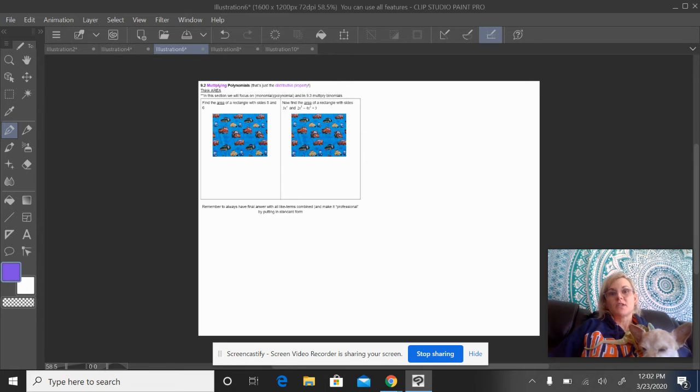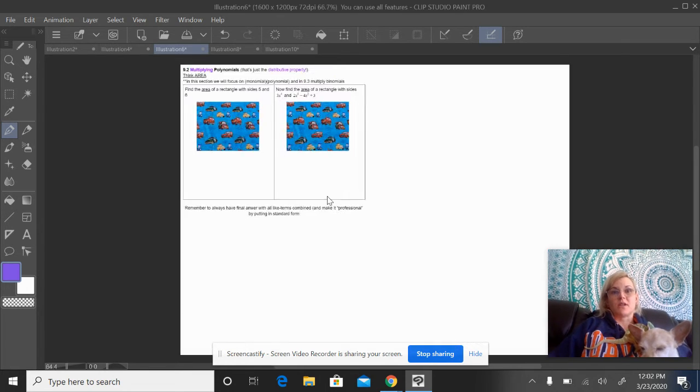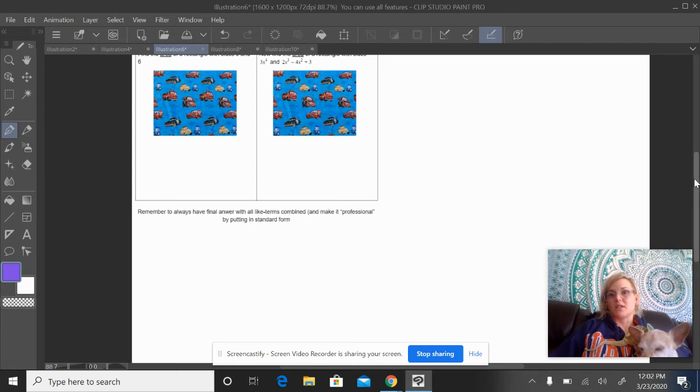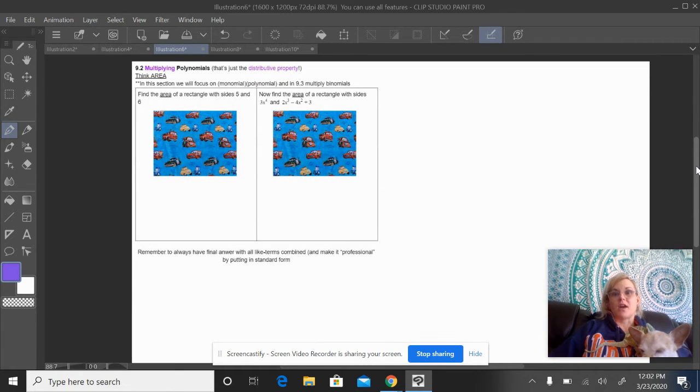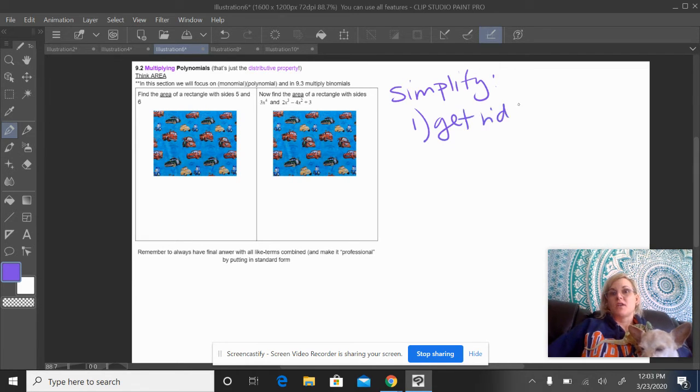Okay, so the next one we're going to do is we're going to be multiplying. Let's make this a little bit bigger so we can see it. I want to point out too that when we talk about simplify, if I were to ask you, what does simplify mean? There's two things, no matter what I'm doing in math. Simplify means get rid of parentheses or do the distributive property. Number two, combine like terms. So for all of these, we are really just simplifying.